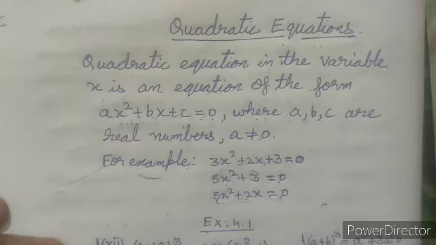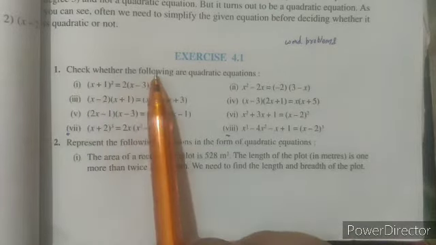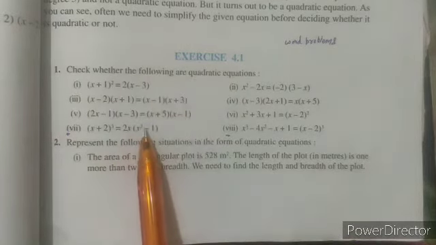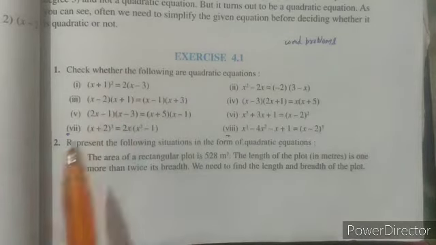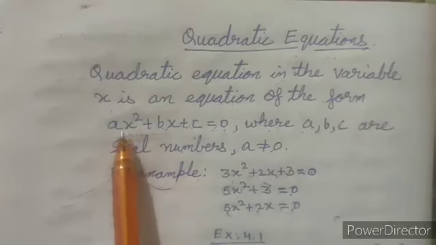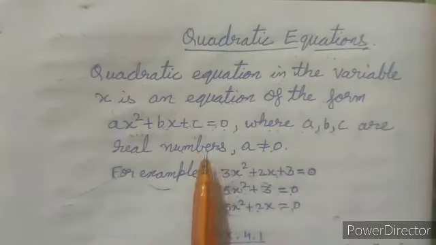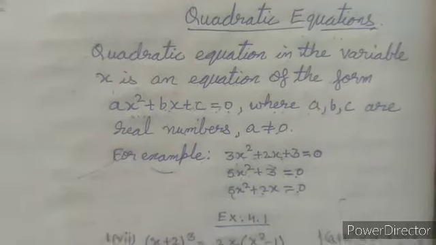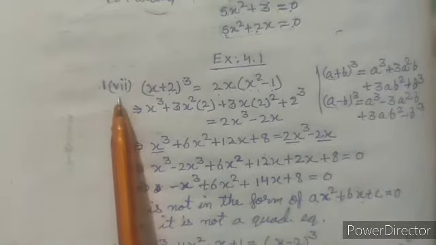Now come to exercise 4.1. In question number 1, we have to check whether the following are quadratic equations or not. For that, we will solve these equations and check whether they are in the form of ax² + bx + c = 0 or not, as ax² + bx + c = 0 is the standard form of a quadratic equation. In question number 1, I am solving the 7th and 8th parts.